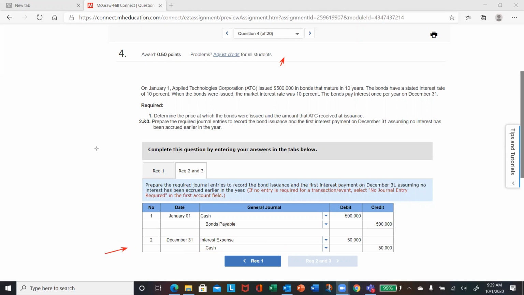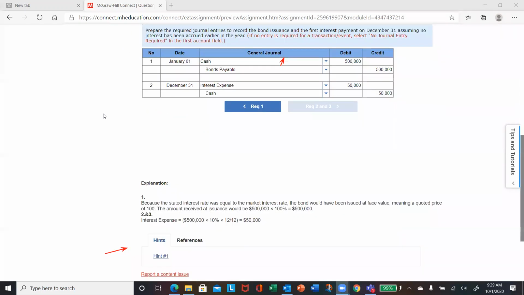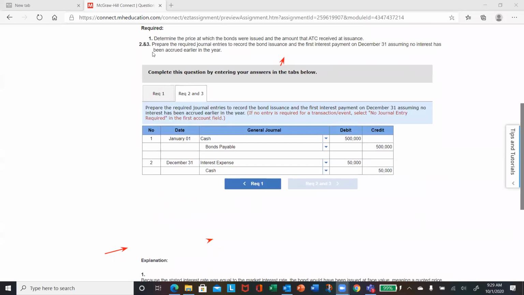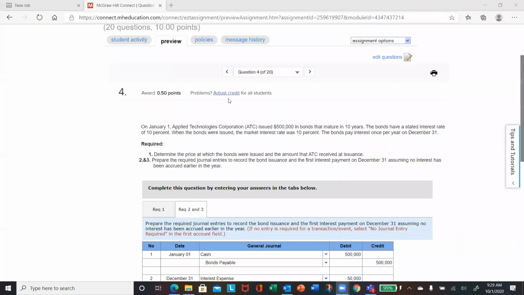So again, down below, they'll show you the actual calculation if you want to see it, which is right here. So again, here's the principal times that stated rate. And the reason they're taking it 12 over 12 is because it's January 1st through December 31st, and that's 1 year. So you could have just multiplied this by 1 for 1 year to get your annual interest. So $50,000 would be your interest payment. And what they do is they simply debit interest expense and credit cash for that $50,000. All right, I think that's it on number 4.